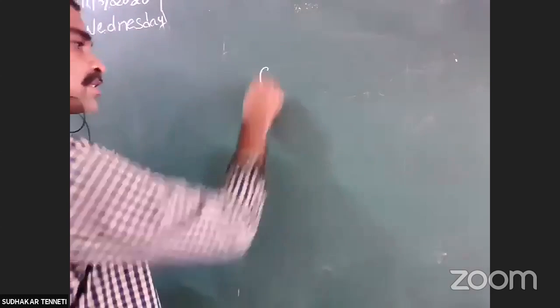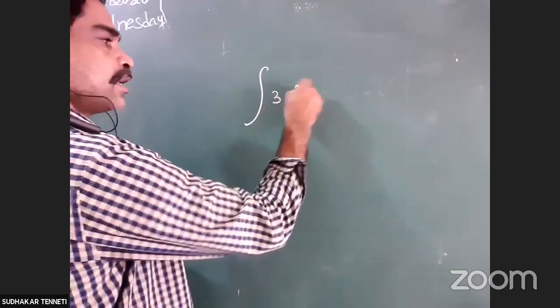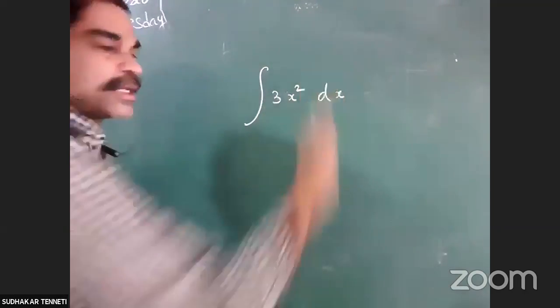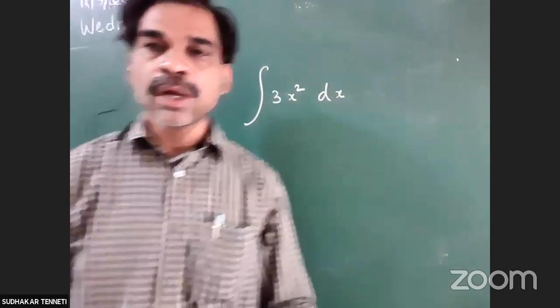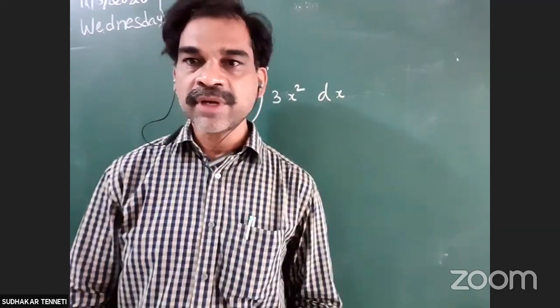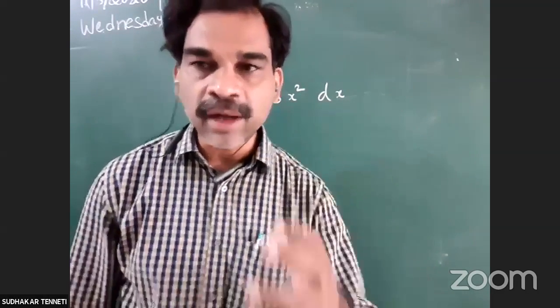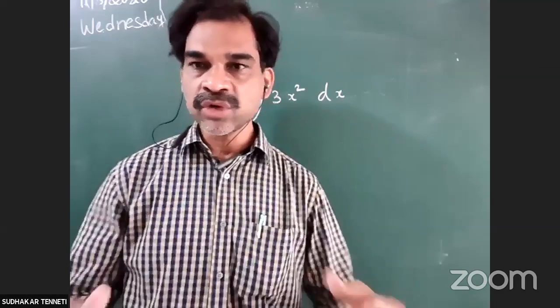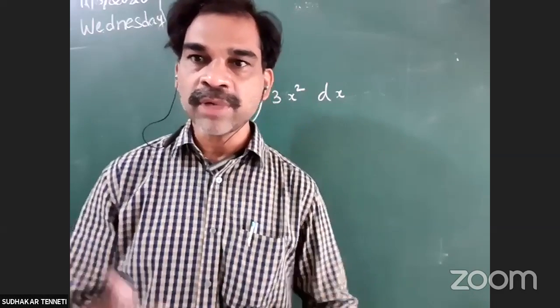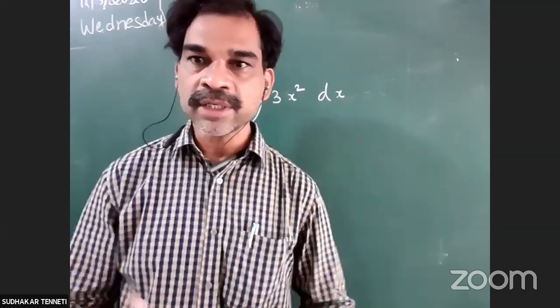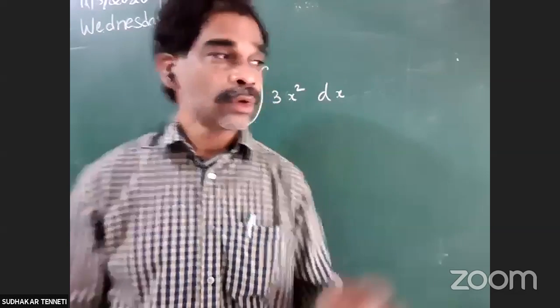So this is the first problem. All of you look at it once. Integral of 3x square dx. Children, look at this. How to solve integral of 3x square dx? This is in the form of integral of k into f of x. Once you go through your textbook, you have the formula there. Read all the formulae, and tomorrow I will discuss them with you.